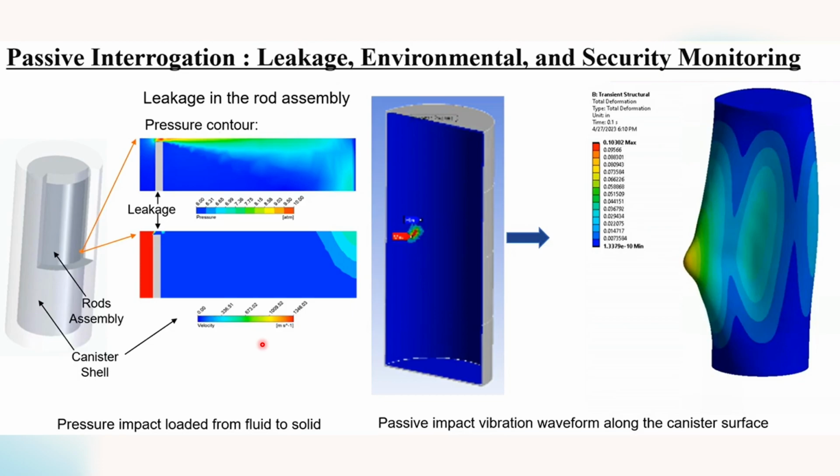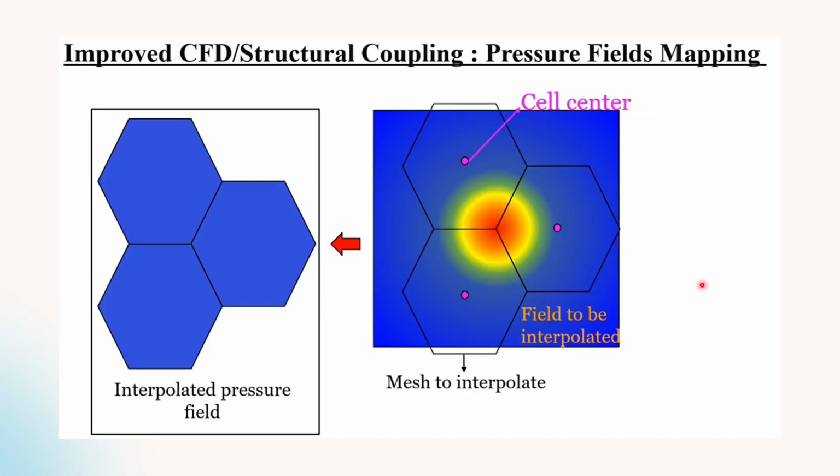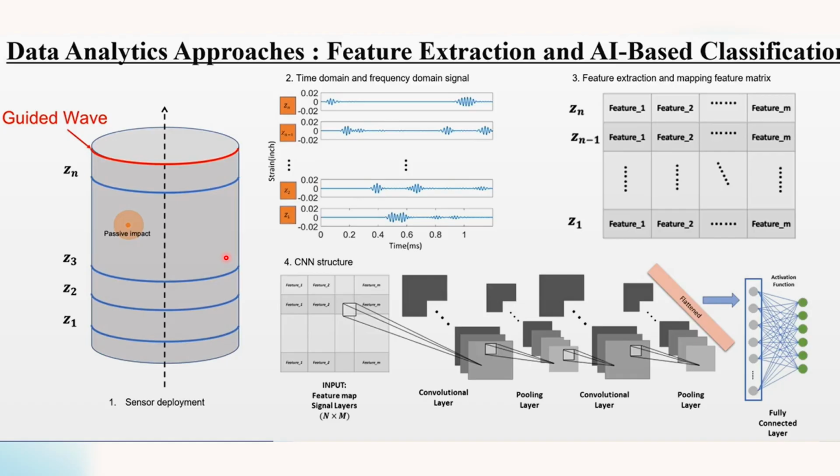For example, if a leak is found in the storage container, the model can tell us, we can see the pressure impact loaded from the fluids to solid, the passive impact vibration waveform along the container surface. From here we can see that this is an improved structural coupling. This is for pressure field mapping. This mesh is used to interpret where the fault might happen.